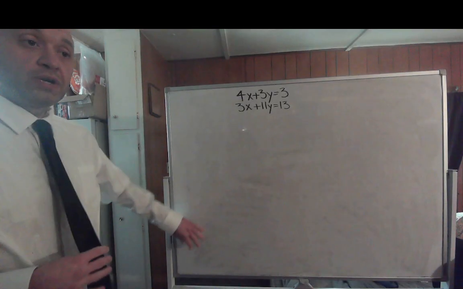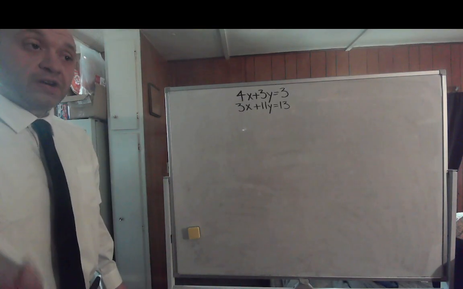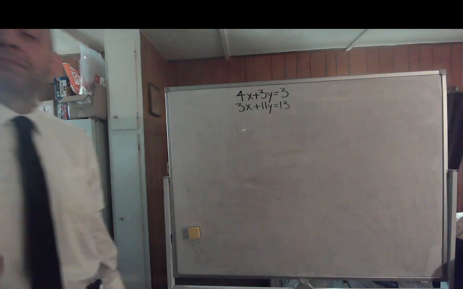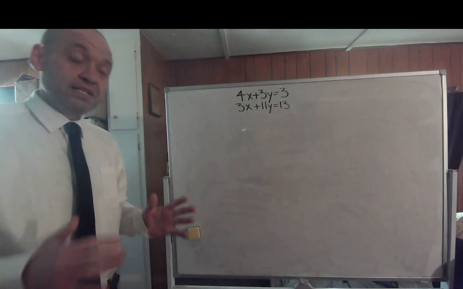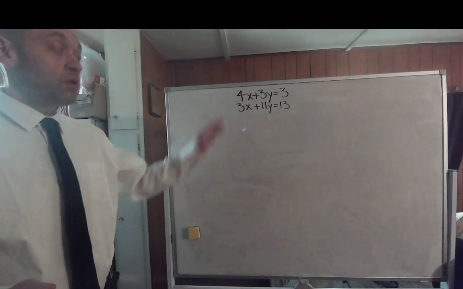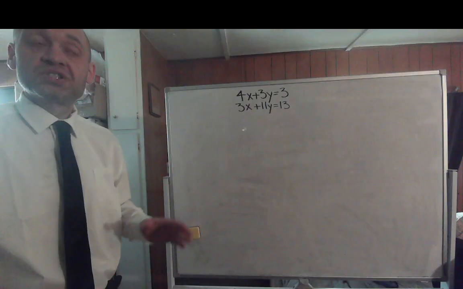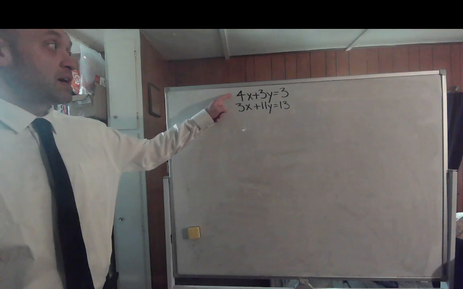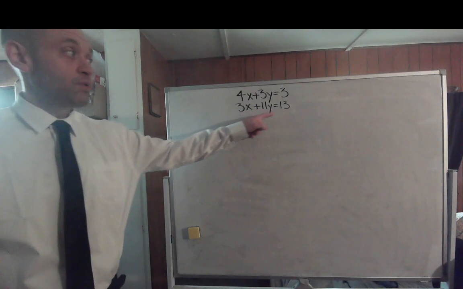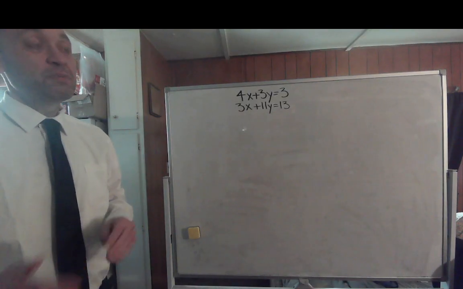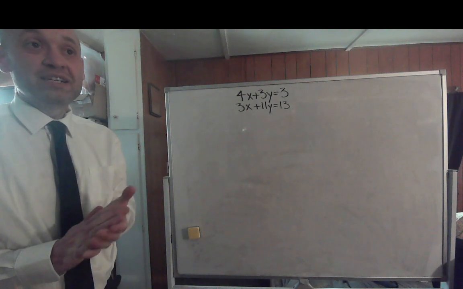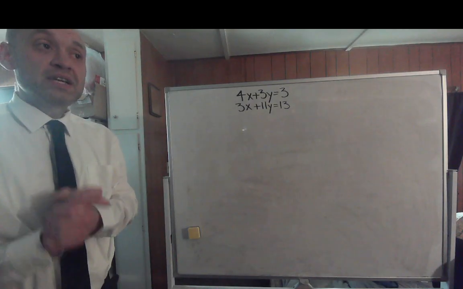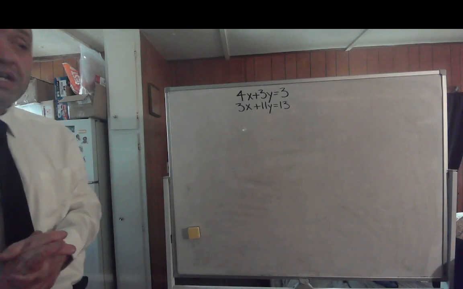So today we are going to continue solving two variable systems of equations, but today we're going to do the method of elimination. Yesterday we did the method of substitution, which will still work. But if you have a system like 4x plus 3y equals 3 and 3x plus 11y equals 13, substitution's probably not the most ideal because you're going to have a ton of fractions. So there is another method called elimination.